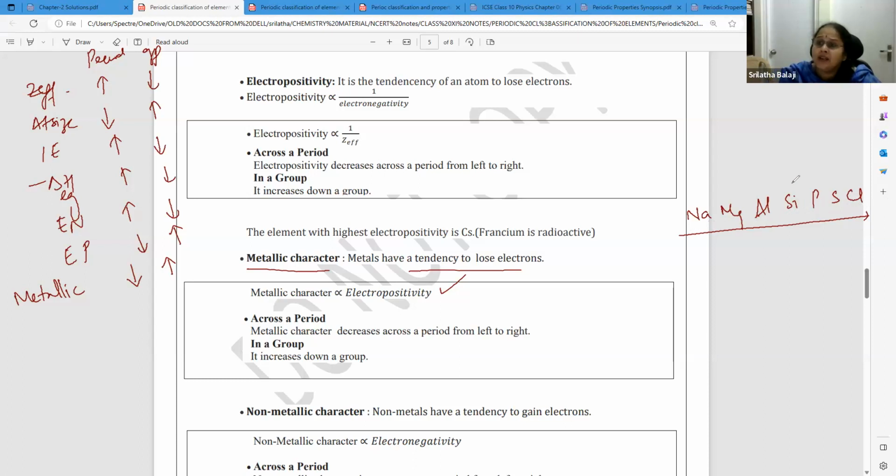Particularly, if I take group 14: carbon, silicon, germanium, tin, lead. Observe this pattern; it's a clear transition. What are carbon and silicon? Carbon is a non-metal. Then, coming down, germanium is a metalloid, and tin and lead are metals. Isn't it a clear transition from non-metallic character to metallic character?